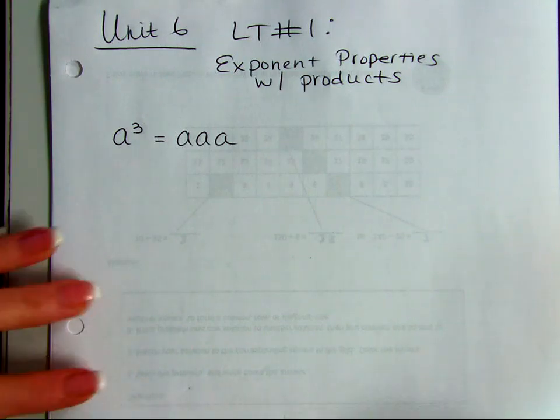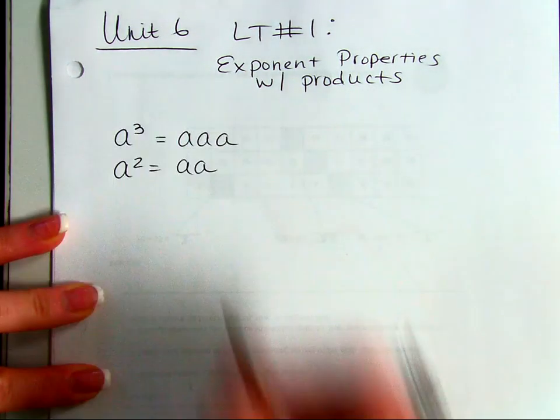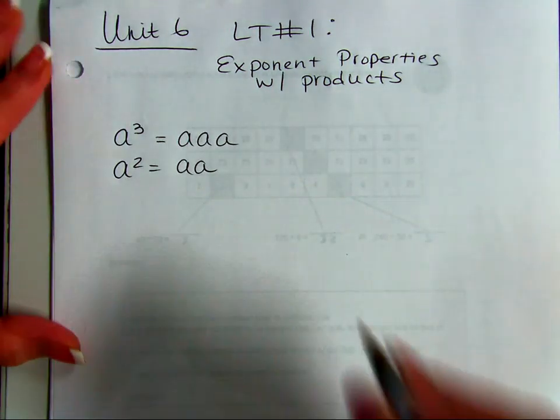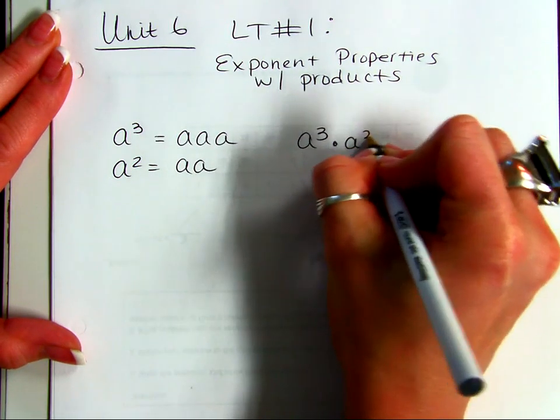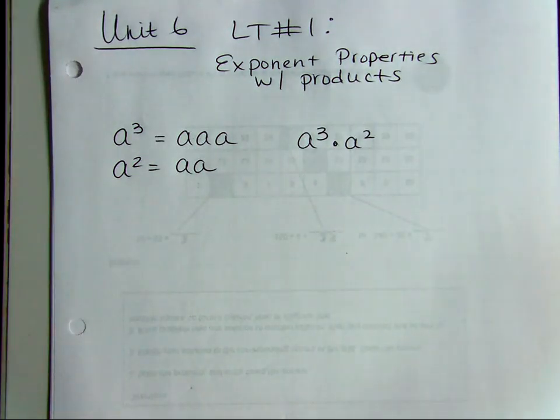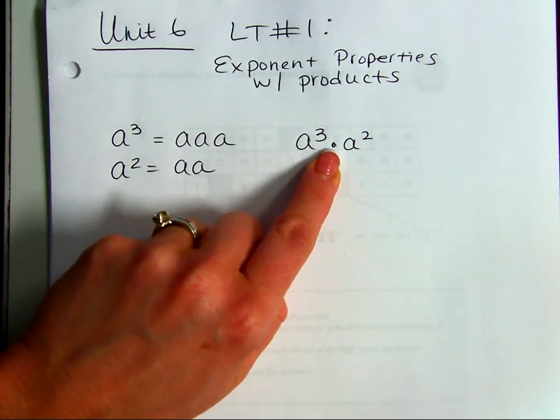So if I were to ask you to then write out what a to the second is, you would write an a times an a, right? Okay? So then if I ask you to take a to the third and multiply it times a to the second, the most common misconception would be, oh, she's asking me to multiply, so the answer is probably a to the 6th. And it's not.